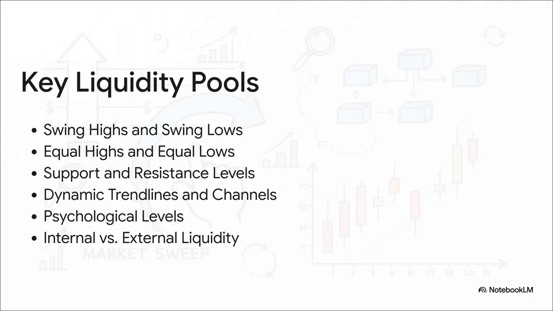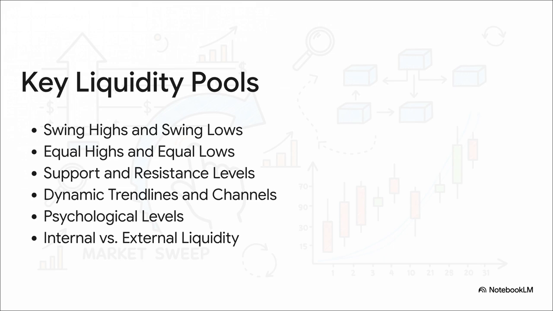Retail traders incredibly predictably cluster their orders at specific structural points. The most common magnets, swing highs and swing lows. Then you've got equal highs and equal lows, your classic double tops and double bottoms. While retail views these points as undeniable, rock-solid support and resistance, institutions view them as a guaranteed cluster of stops.